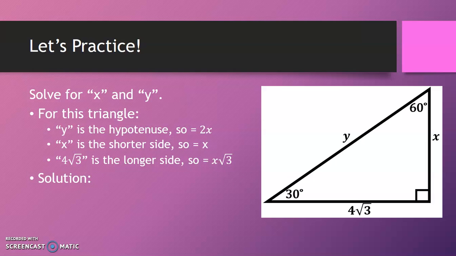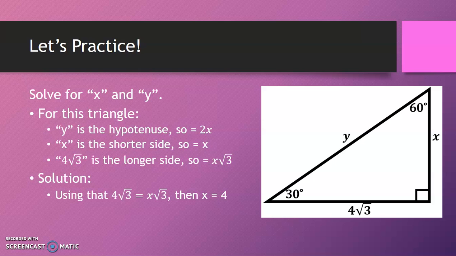In order to solve this one, we use that 4 radical 3 side is equal to that x radical 3 side. Notice how they both have the square root of 3 attached to them. If I were to divide one side by radical 3, I would have to divide the other side also by radical 3. Well, anything divided by itself in math is always equal to 1, so essentially they cancel each other off and you're left with 4 equals x, or x being equal to 4.